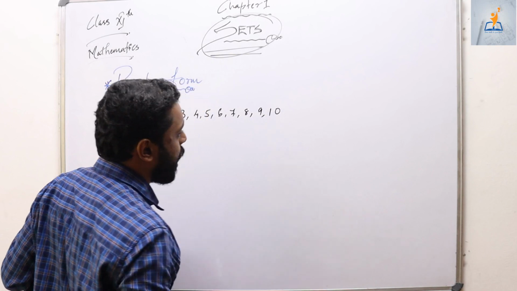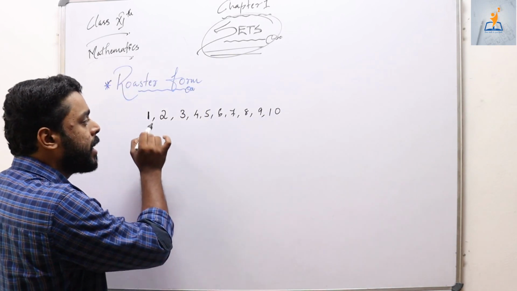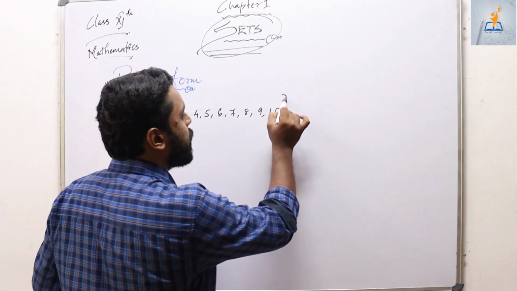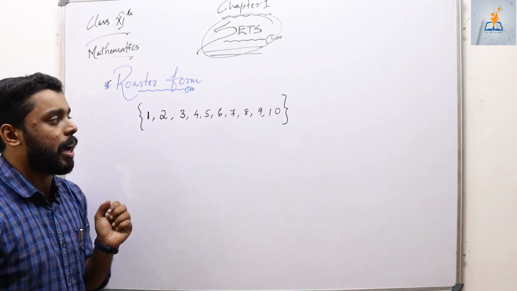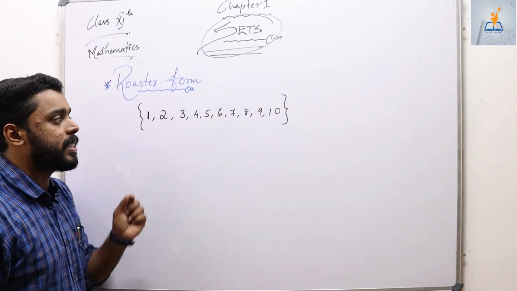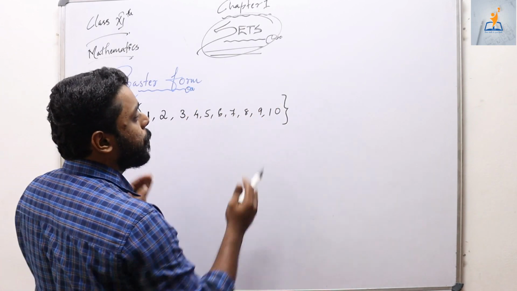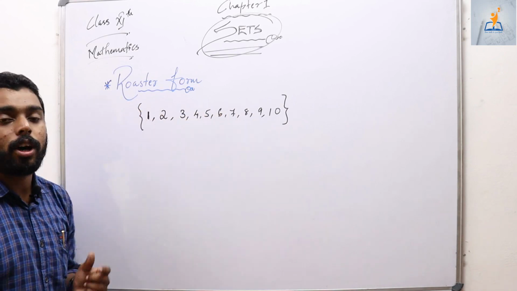This is the first 10 natural numbers. You have to list each and every natural number separated by commas and enclosed within a curly bracket. See, you have to list every element of the set separated by commas, and you have to put it in curly brackets.